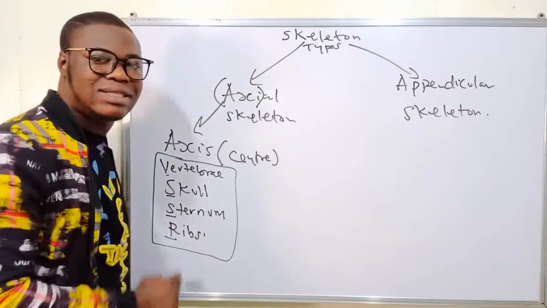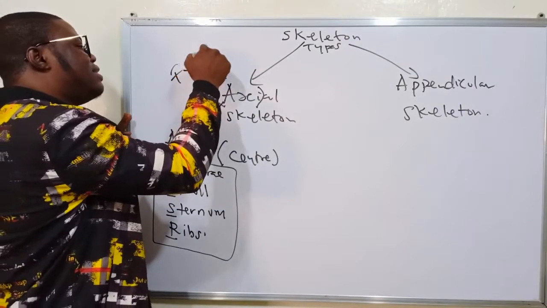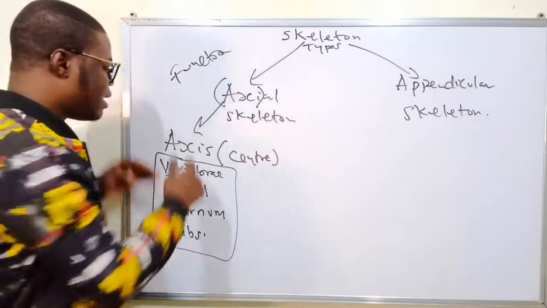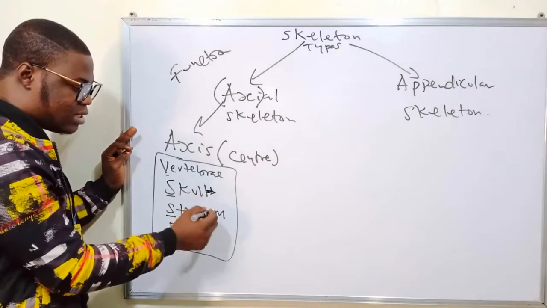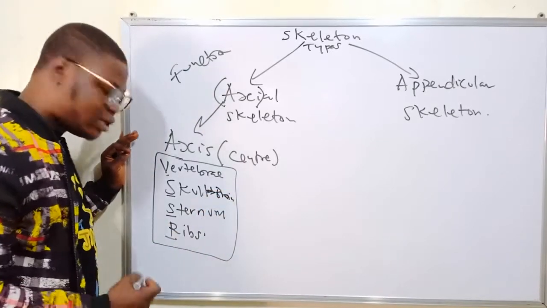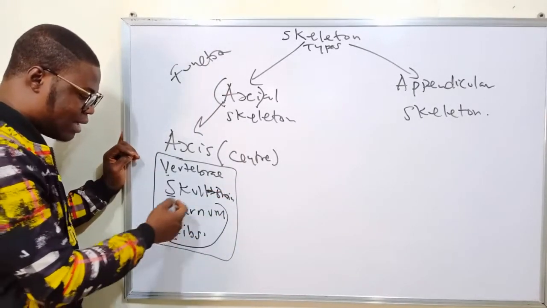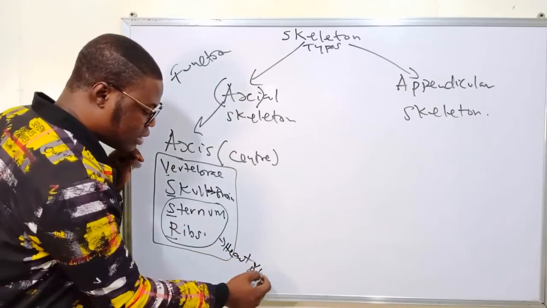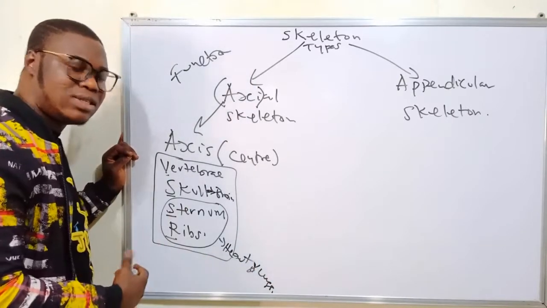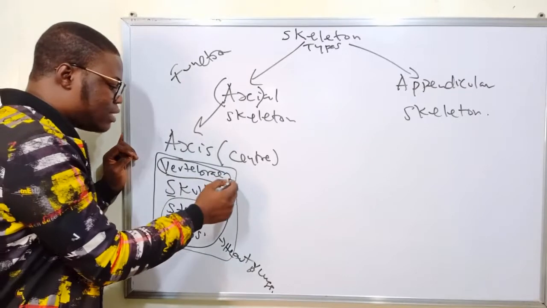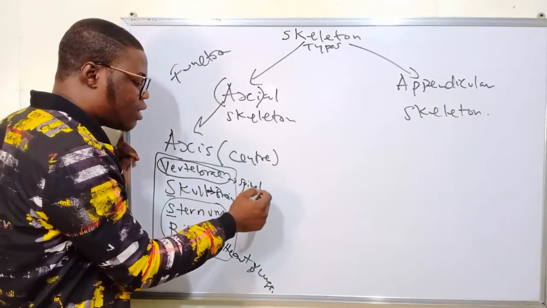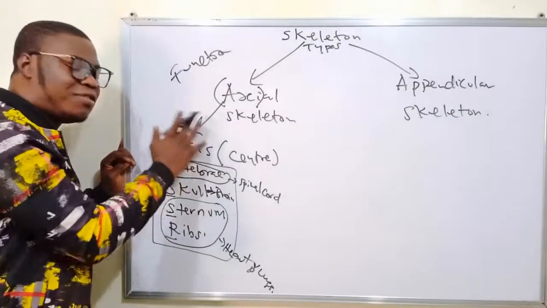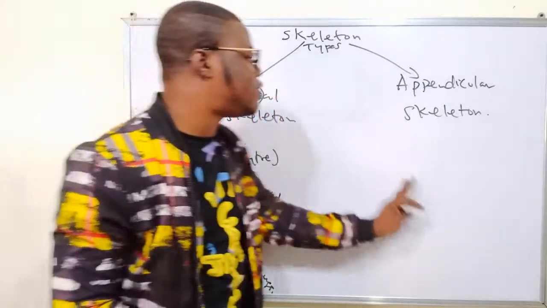Another important thing is that the function of the axial skeleton is majorly the protection of vital organs. For example, the skull is responsible for protecting the brain. The sternum and the ribs together protect vital organs such as the lungs and the heart. The vertebra protects the spinal cord, the vital organ of the CNS, the central nervous system. So the major function of the axial skeleton is protection of vital organs.